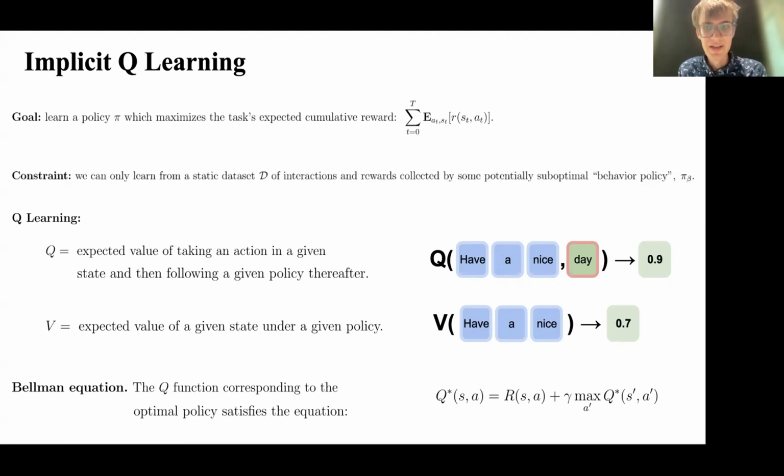And it turns out there's a really easy way to find this, by finding the Q function that satisfies this Bellman equation. And you can actually find this Q function by doing some dynamic programming things. There's a few more tricks, and this is what DQN tries to do.